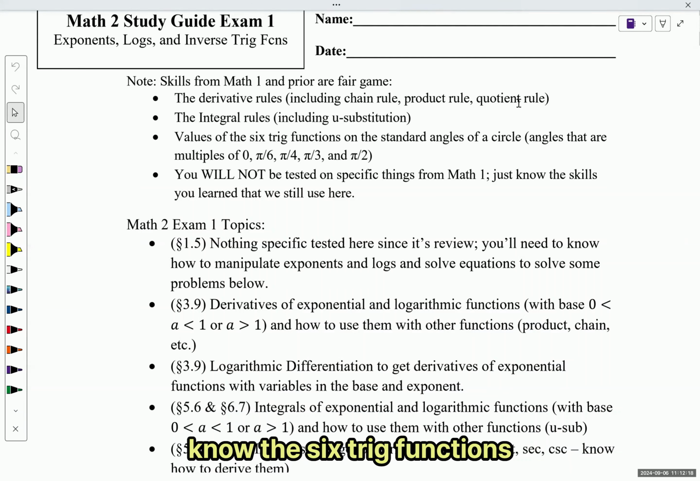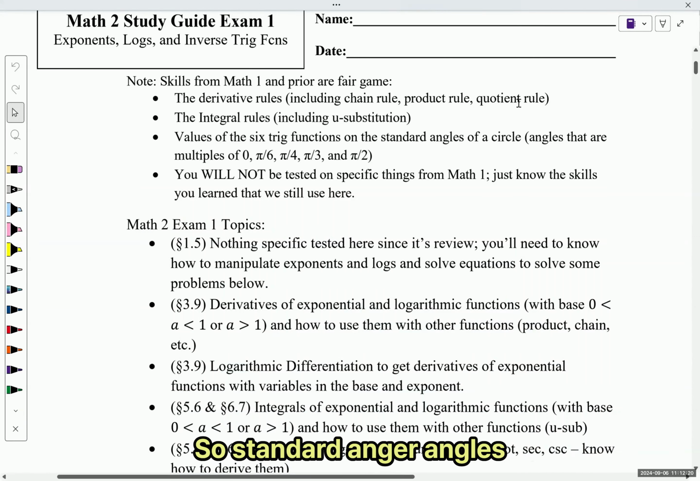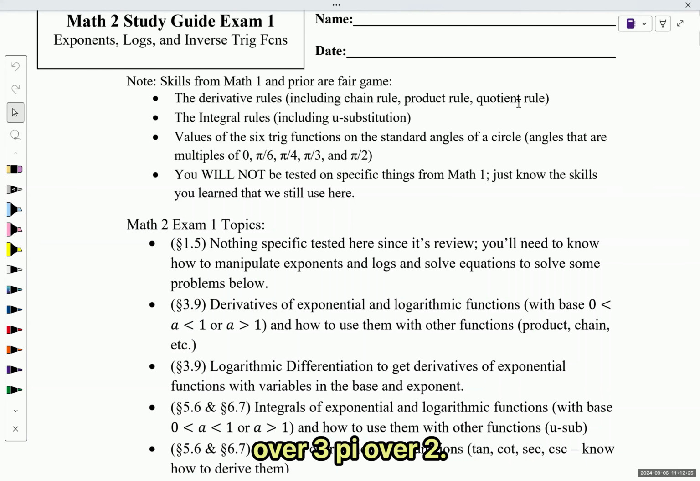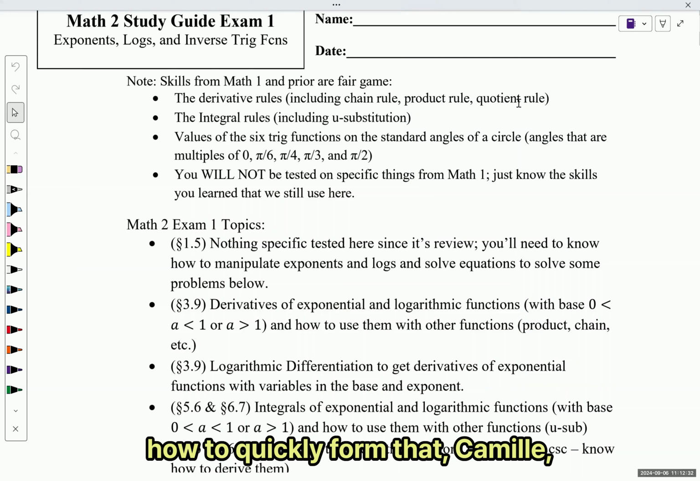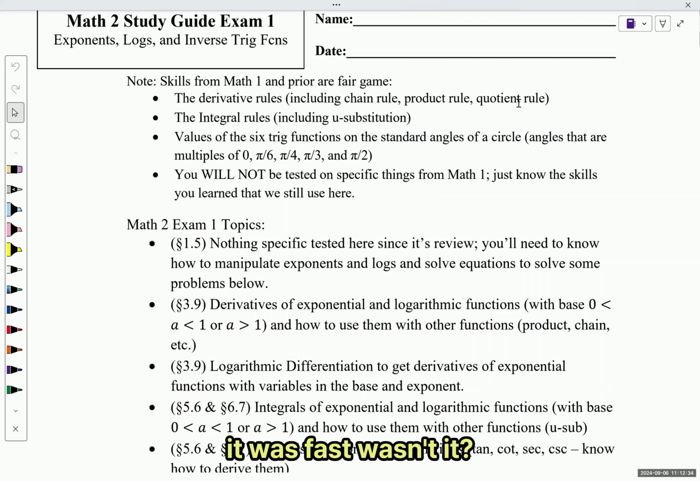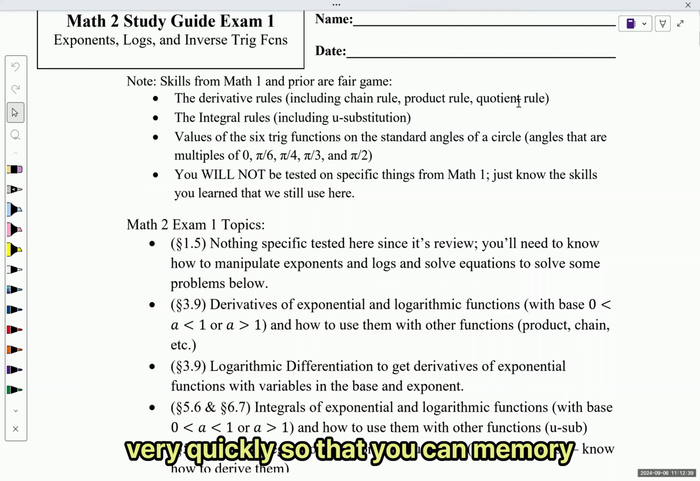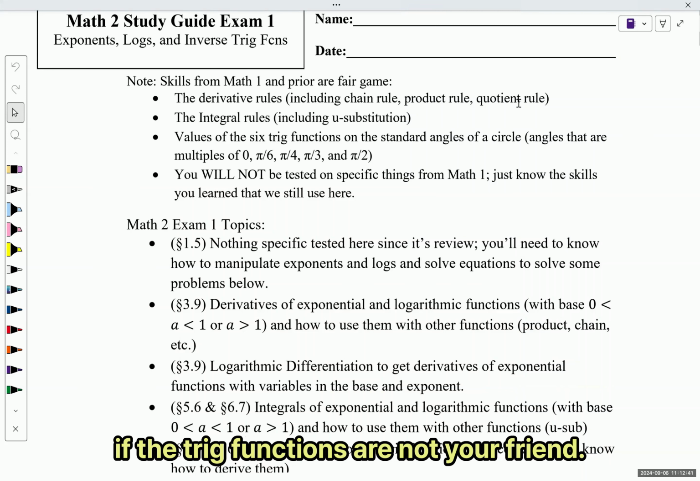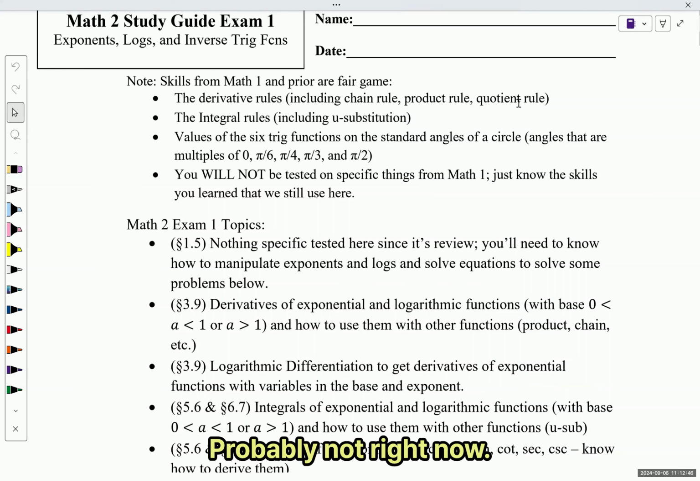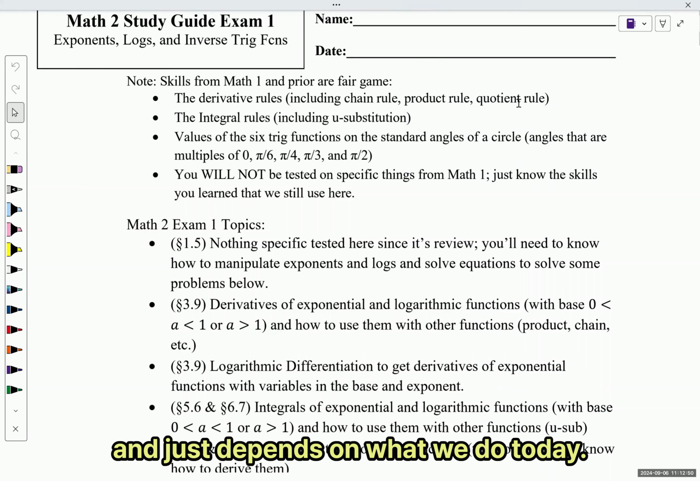Know the 6 trig functions on the standard angles of the circle. So standard angles are multiples of 0, pi over 6, pi over 4, pi over 3, pi over 2. Okay, it's quadrant 1. If you want to know how to quickly form that, Camila, it was fast, wasn't it? I can show you how to form that table very quickly so that you can memory dump on the back if the trig functions are not your friend. Okay, we can do that. Probably not right now. I'd have to do it outside of class. It just depends on what we do today.